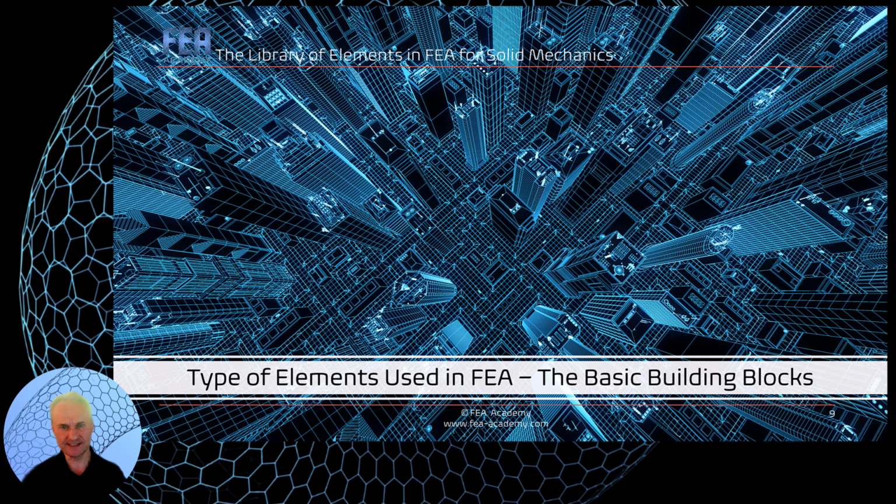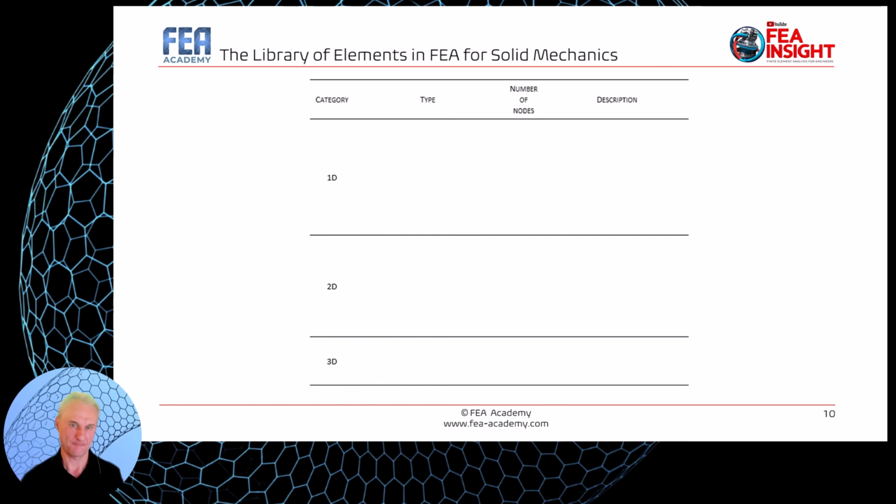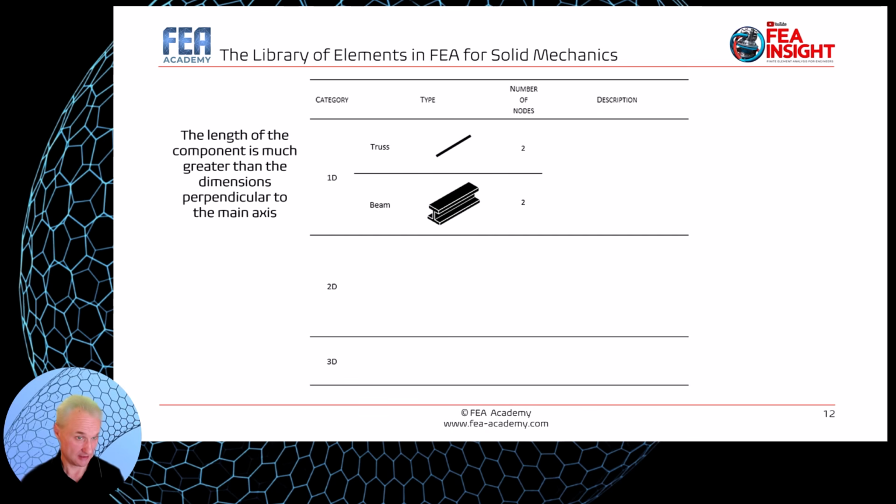Now I'm going to present the three types of basic topologies of elements that are available in all the libraries of elements of any FEA software. So we have the 1D, the 2D, and the 3D elements. For the 1D elements, the length of the component is much greater than the dimensions perpendicular to the main axis.